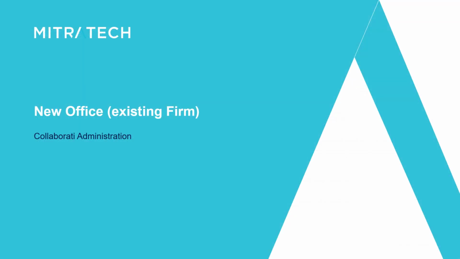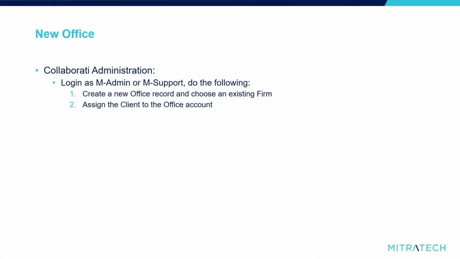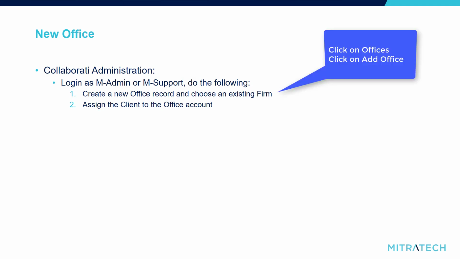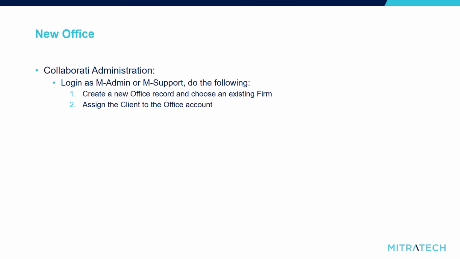Now let's go over the new office implementation. You'll log into Collaborati and you'll click on Offices and then click on Add Office. Create a new office record and you'll choose an existing firm here. Then assign the client to the office account.